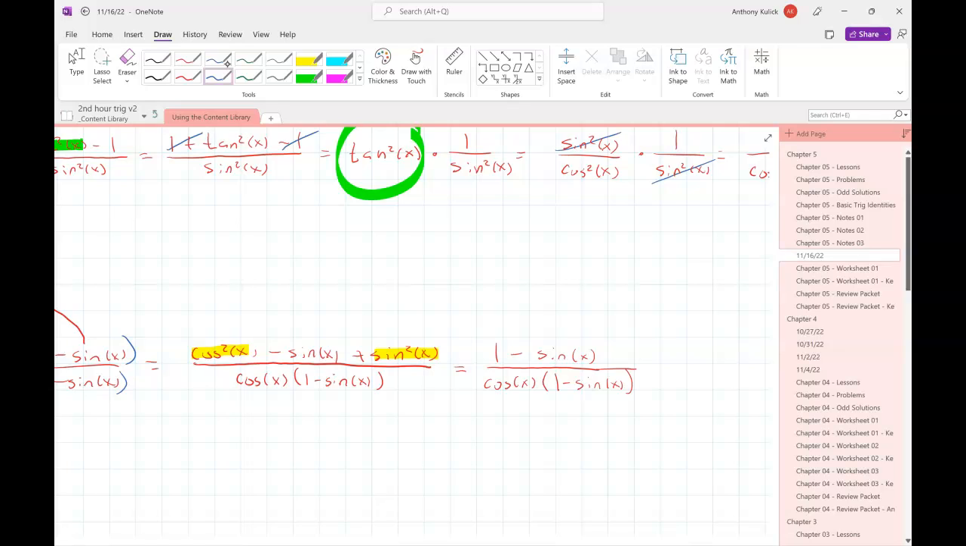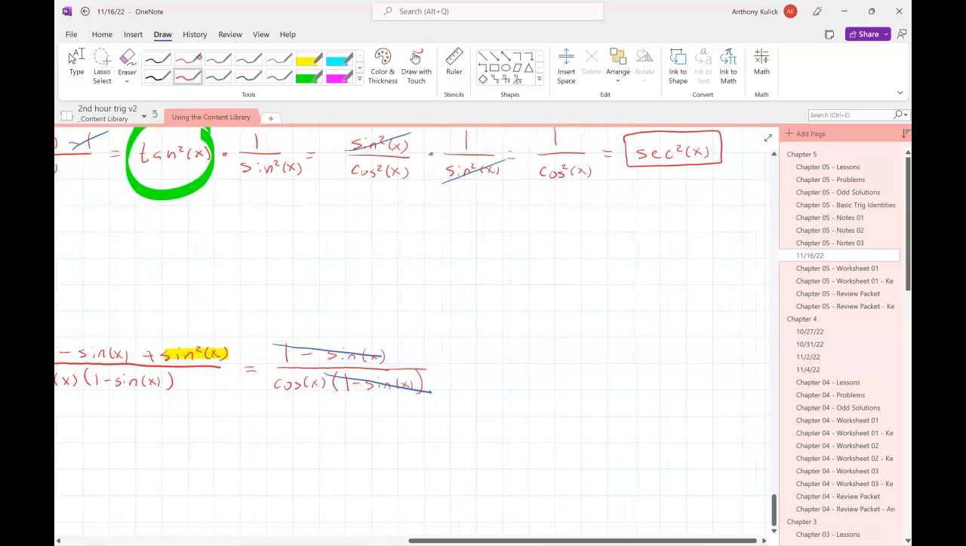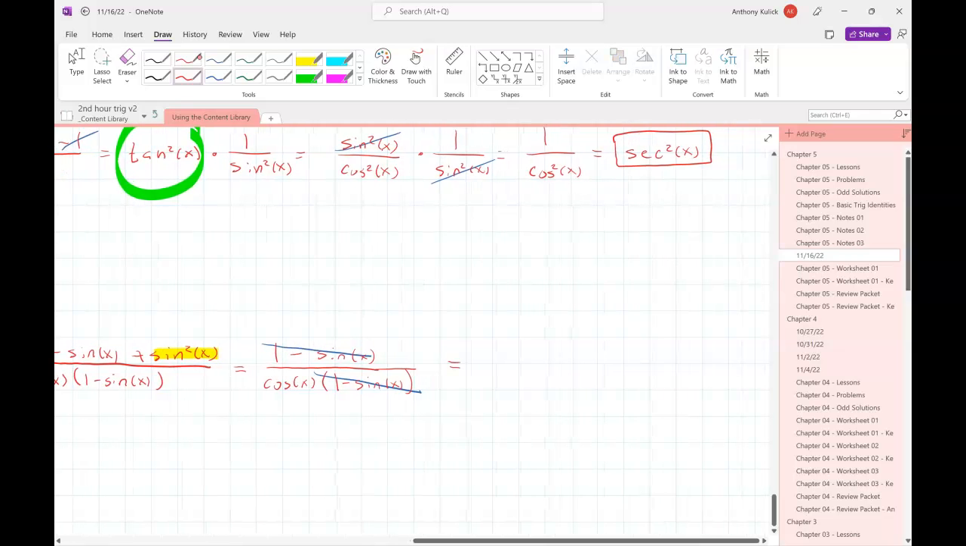What can I do now? Factor. So I cancel like this? No. Cannot cancel part of an addition or subtraction problem, but I can cancel the entire 1 minus sine x. I want to be clear. So what do I get when I do that? 1 over cosine x, which is secant. Very good.